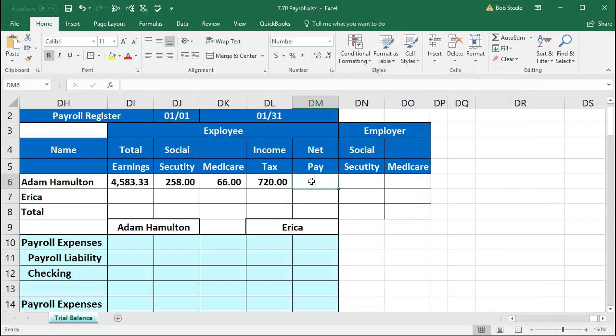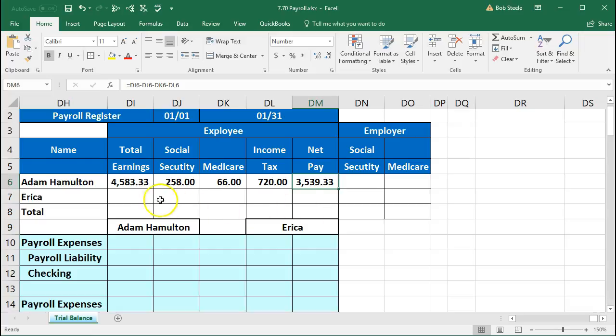We'll do this with a formula here. This isn't an Excel class, but we'll do a quick little formula. Equals this cell, that's the total earnings, minus the 258 minus the 66 minus the 720. That gives us that $3,539.33.